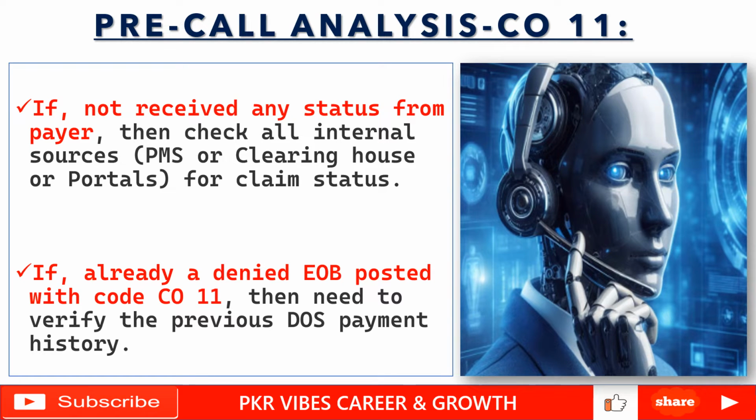For example, previously we got payments for similar kinds of services, then as an AR caller your job is to call the insurance and tell them that we got payments previously, and on other dates of service for the same kind of services we got payments from your insurance. So now we also want payment, and that is why I am calling. With this information, could you please reprocess the claim? In that way you should use pre-call analysis before calling the insurance.